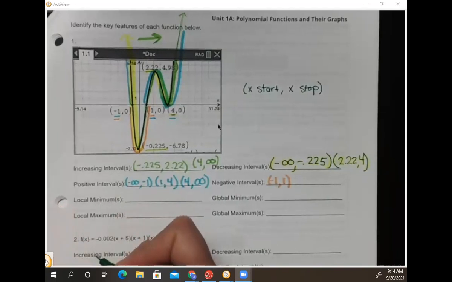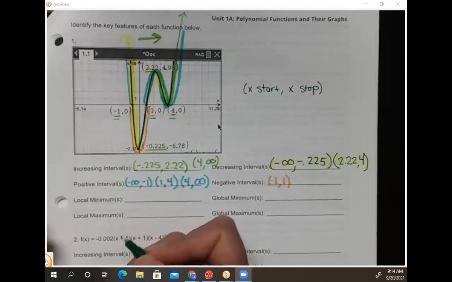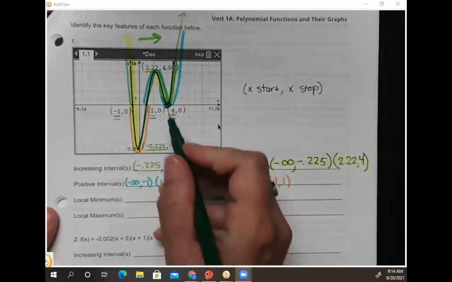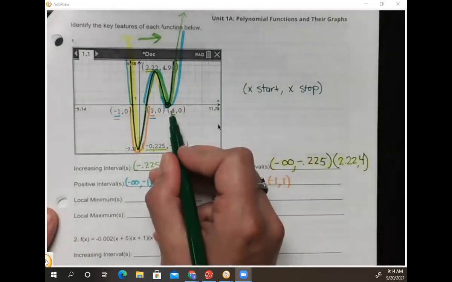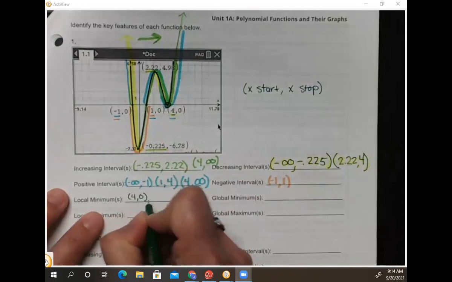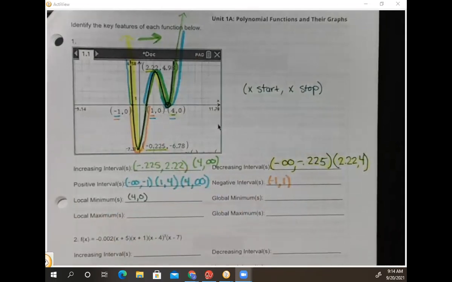do we have any minimums? Right here at 4, 0. Yep. Local or global? This is a local minimum at 4, 0. It's a minimum. It's a low point on the graph. It's not the lowest point on the graph. Do I have any other minimums on the graph? Any other low points on the graph?